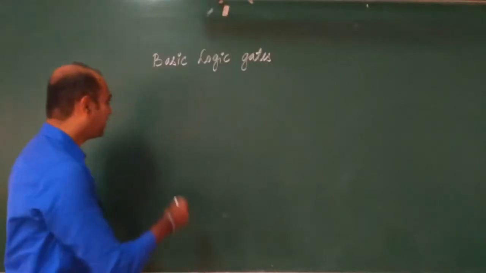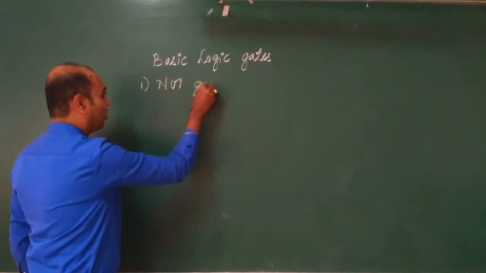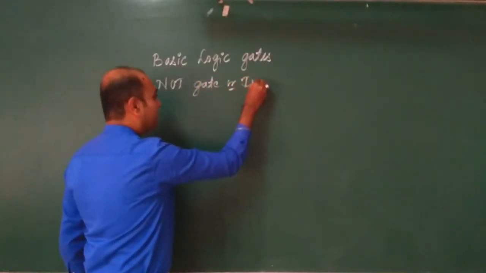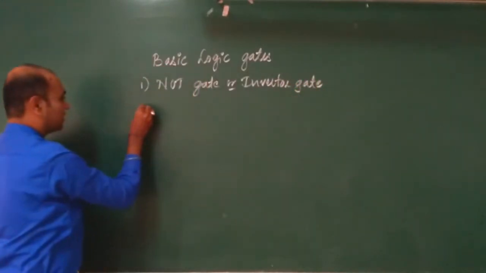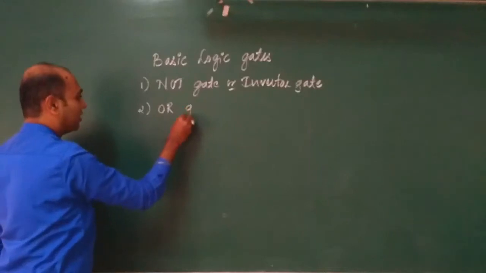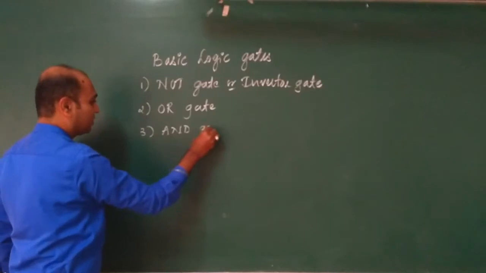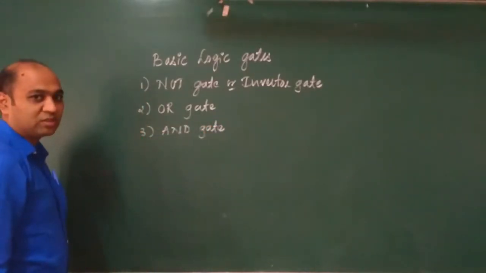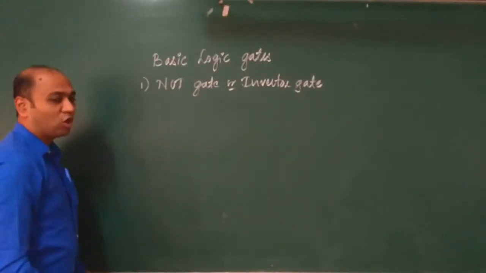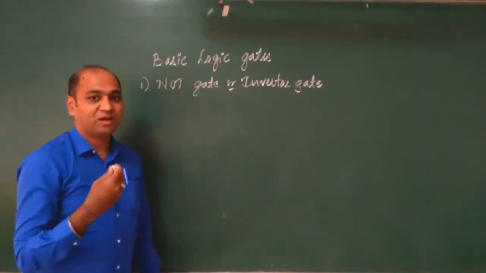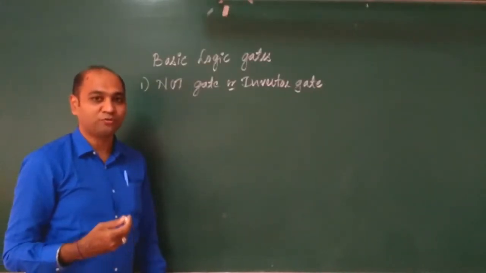There are three basic logic gates. The first one is the NOT gate, or we call it the inverter gate. The second one is the OR gate, and the third one is the AND gate. Now let us continue with the first one, that is the NOT gate. A NOT gate is a gate used to produce an output which is exactly opposite to that of the input.